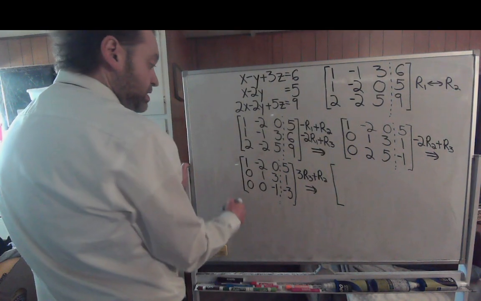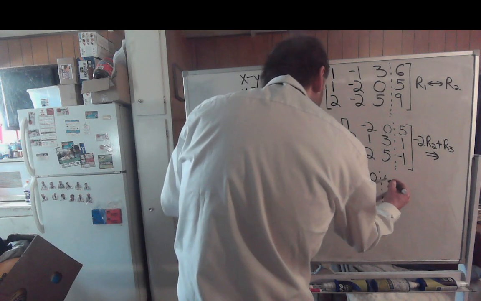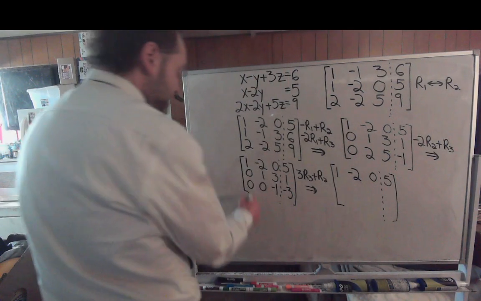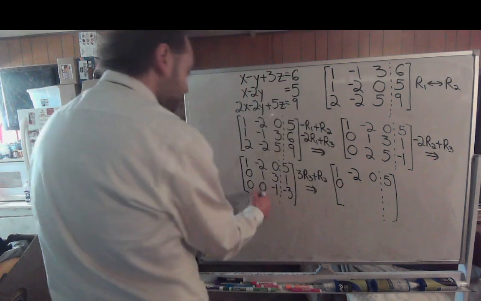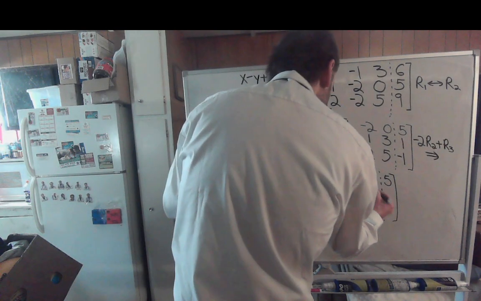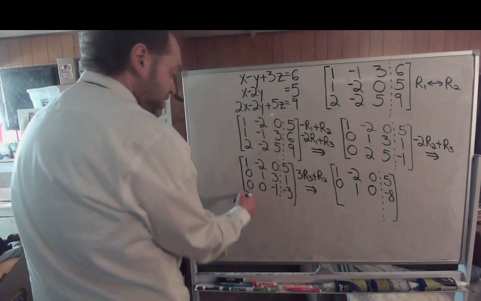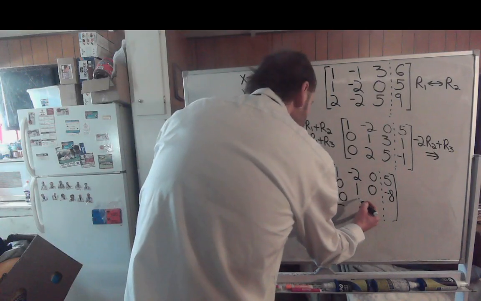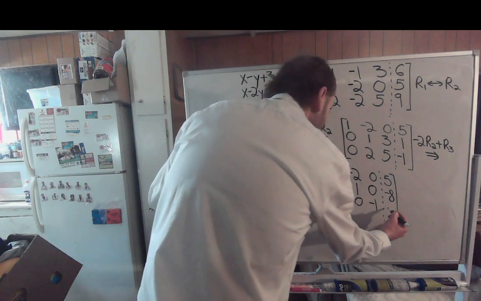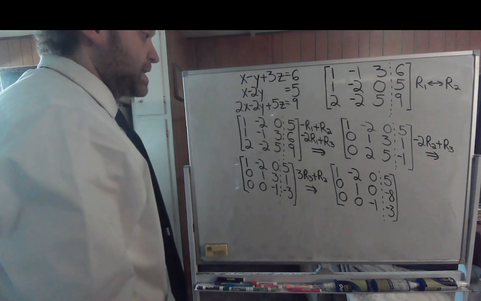So, of course, 0 plus 0, well, wait, let me write in row 1. I haven't done everything I need to yet there. Alright. 0 plus 0 is still 0. 0 plus 1 is still 1. 3 times negative 1 is negative 3, plus 3 is 0. 3 times negative 3 turns into negative 9, plus 1 is negative 8. And then you have your final row, which will be 0, 0, negative 1, and negative 3.